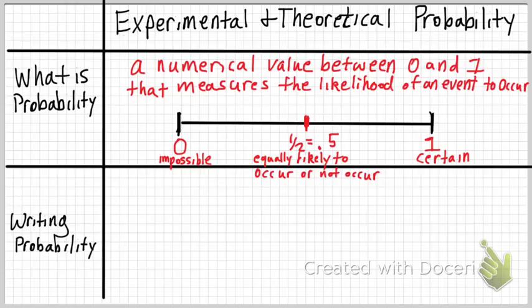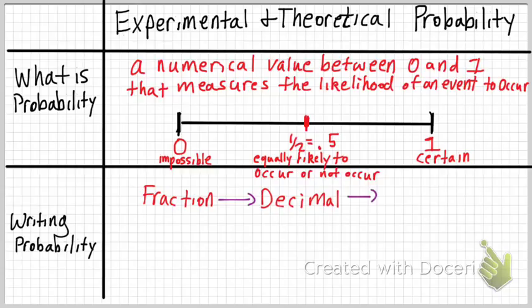Now, there are a couple of different ways that we can write probability. One is by a fraction. We can also write it as a decimal, or we can write it as a percent.